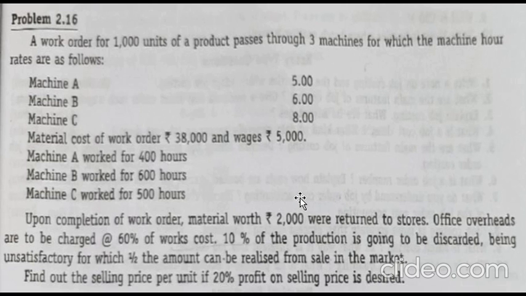So we will do the calculation based on the information given here for the 3 machines. They have given the machine hour rate, the material cost, and the wages. The machine hours are given, then the rates for those hours, then the office overhead expenses 60%, then 10%. The main calculation is 10% of the production is going to be discarded, being unsatisfactory, for which half the amount can be realized from the sale in the market. So let us get into the solution.